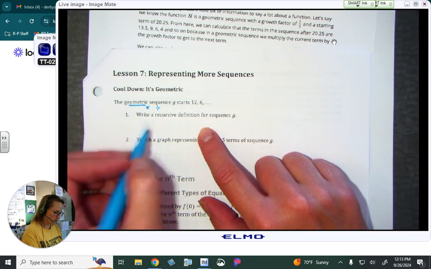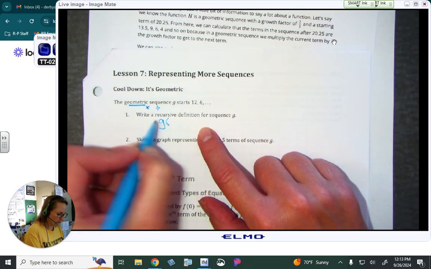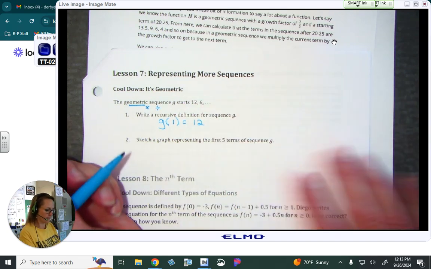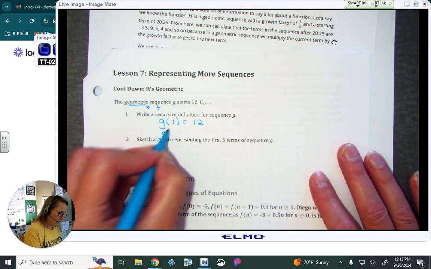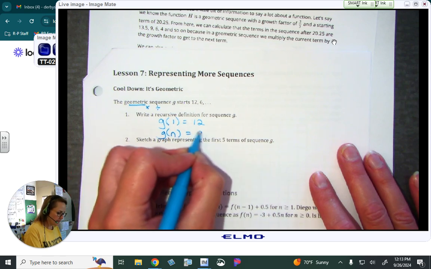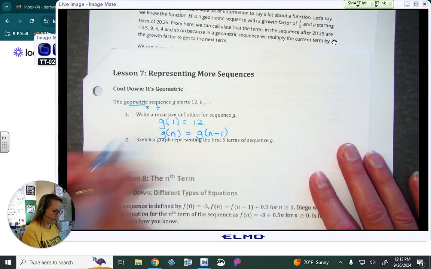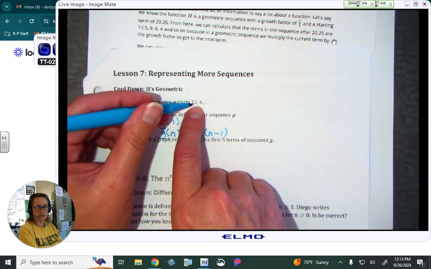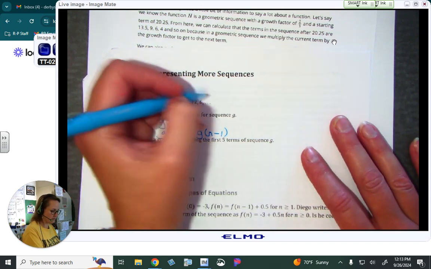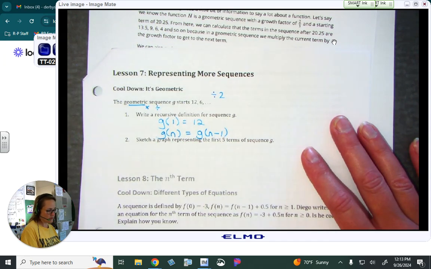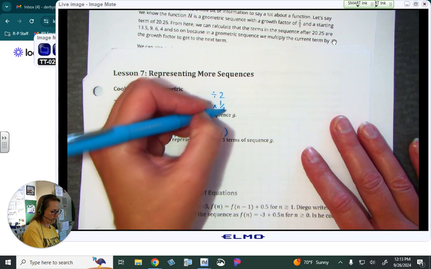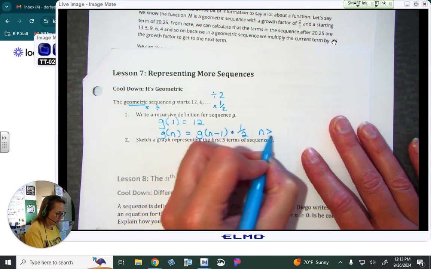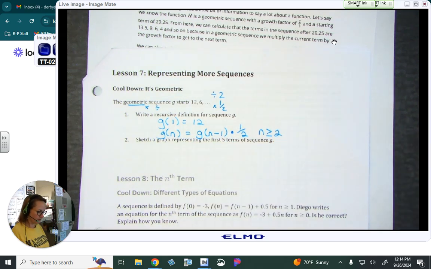To write a recursive definition for function g, sequence g, I'm going to say, well, our first term starts at 12, then every next term takes the term before it, and let's see what it does. Let's see, if I can only use multiplication or division to get from 12 to 6, I would have to divide it by 2, or we could multiply by 1/2. So that's how I'm going to get from one to the next for every term number 2 and larger.